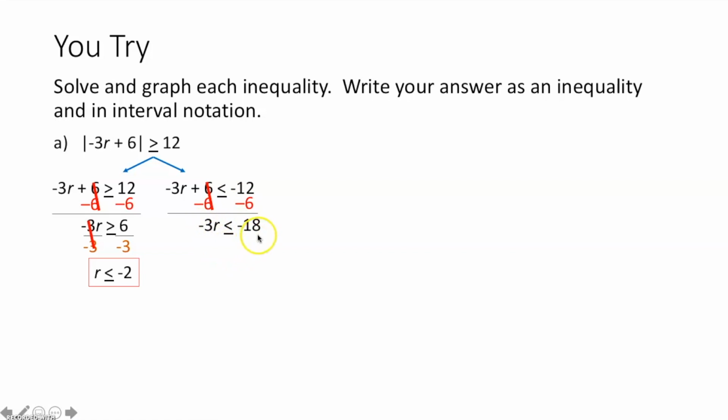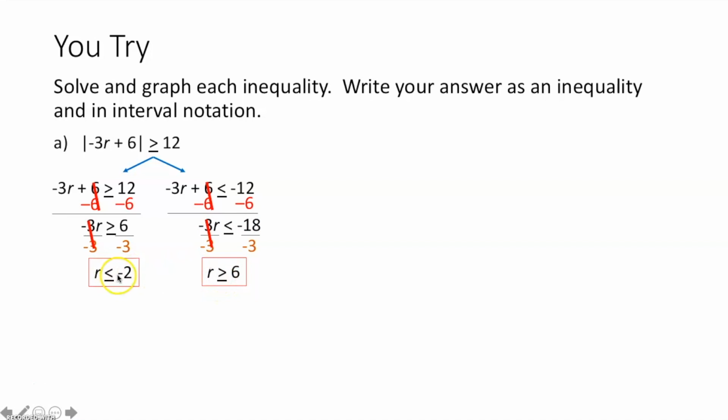To get this negative 3 to the other side, it's negative 3 times r, so I do the opposite, the inverse. I divide both sides by negative 3. That way these cancel out, and I get r is greater than or equal to 6. Wait, why did the inequality sign flip? Because I divided by a negative number. Anytime you multiply or divide by a negative number, you've got to flip the inequality sign.